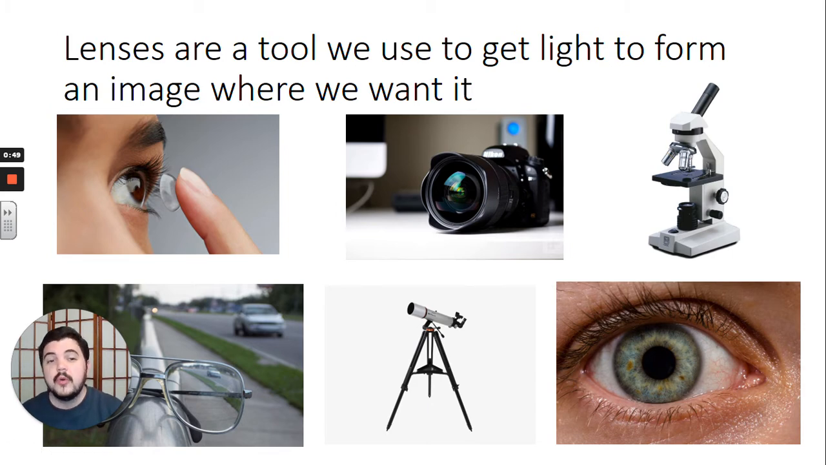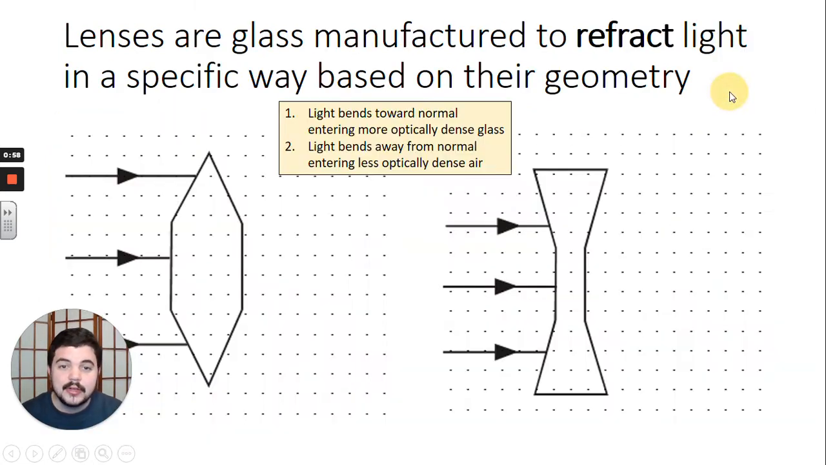They are tools to focus light at a particular point. Microscopes, another important place where lenses are used. So very important. Let's talk about the physics of how they work. So lenses use refraction. Mirrors used reflection, the bouncing off of light. Lenses use refraction, the bending of light when it enters a new medium.